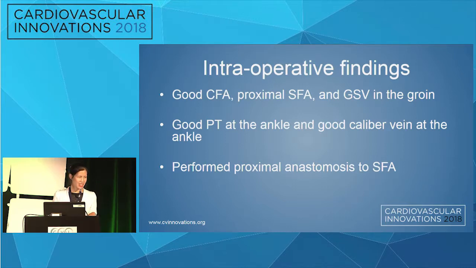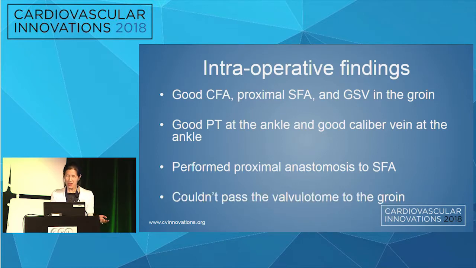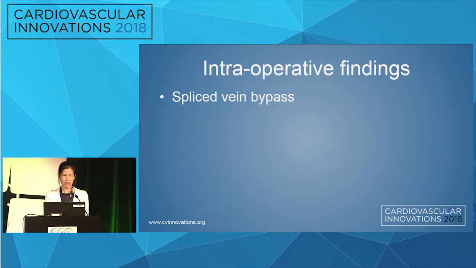And then we turned our attention to the ankle, and we couldn't pass the valvulotome. This was very annoying. We tried for a while, we struggled, and then ended up having to explore more of the vein in the calf. And it turned out the vein was not really as good as we thought it would be based on the preoperative vein mapping or our own intraoperative vein mapping. And so then we ended up having to do a spliced vein bypass.